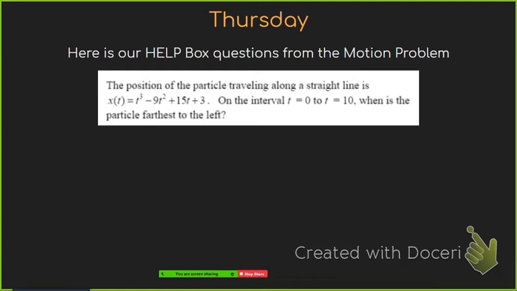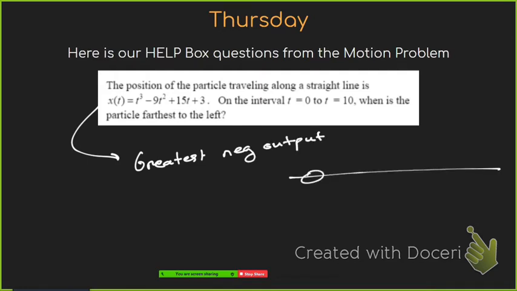So when it says farthest to the left, I imagine that our output wants the greatest negative value we can find. Greatest negative output. I love that. So you're saying we were looking for when it's farthest that way. We're looking for the greatest negative output. Somebody say that differently because synonyms really help us here. The smallest number. Yeah, we're looking for the smallest number. Okay? Somebody say it differently.